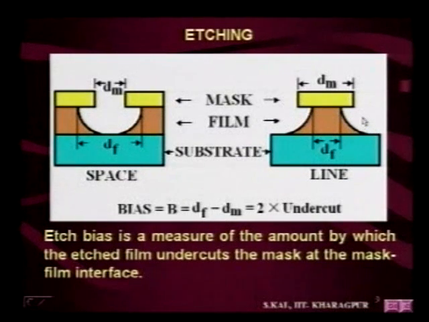Here also it is 2 times the undercut, because it is etching laterally on one side, and on the other side it is also etching laterally. So the bias equals 2 times the undercut. Now, etch bias is a measure of the amount by which the etched film undercuts the mask at the mask-film interface. This is the definition. Is it clear?